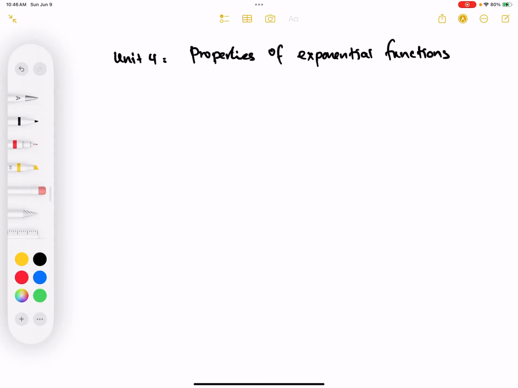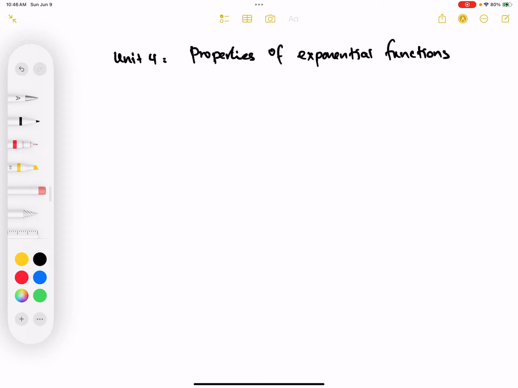All right, let's start Unit 4, Properties of Exponential Functions. In this unit, we will discuss exponential functions as well as logarithmic functions. Our first discussion will be just to understand the laws of exponential functions. So I'll start with the laws.